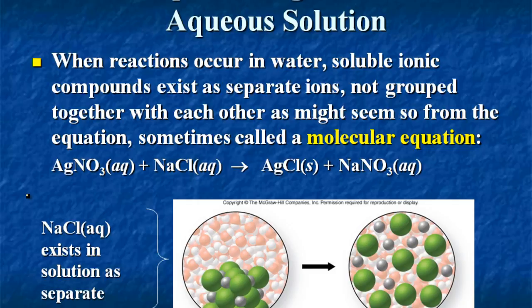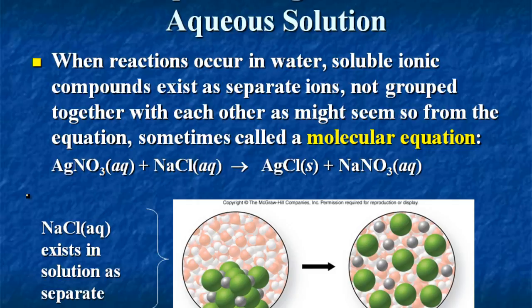So far, all the chemical equations we have seen fall into this one category called molecular equations, a chemical equation which shows the molecular formula of the reactants and the molecular formula of the products. So this reaction, silver nitrate and sodium chloride reacting and forming silver chloride and sodium nitrate, is an example of a molecular equation. It shows the molecular formula of the reactants and the products, and that is balanced.